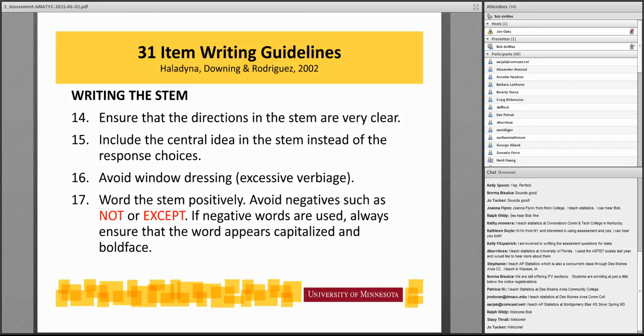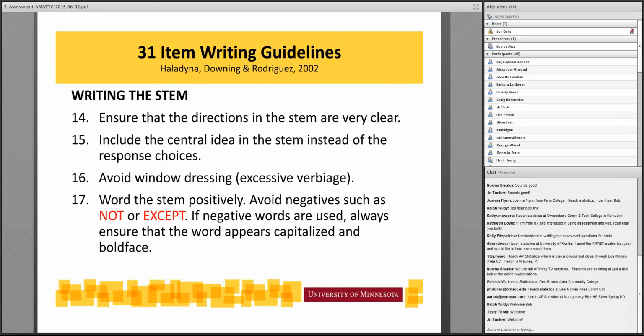And then it's highly recommended that you not use the words not or except or other type of negative wordings in a stem. This comes from a lot of research on comprehension of text, and it takes twice as long, if not longer, for a person to comprehend a negatively worded statement as it does to comprehend the exact same statement but switched into a positive frame.